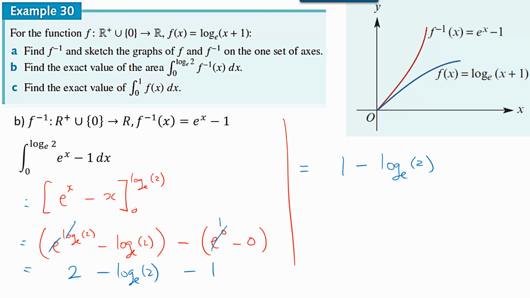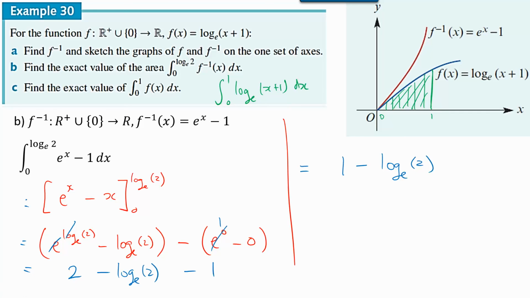Hands up if you got that correct. Good? Excellent. Now let's have a look at C. What's the problem with C? The problem with C is we don't know what the integration of log e of x plus 1 is. We haven't learnt how to find the antiderivative of log e. So what they're really saying is, find the area between 0 and 1 of the blue line. You don't know what that is.